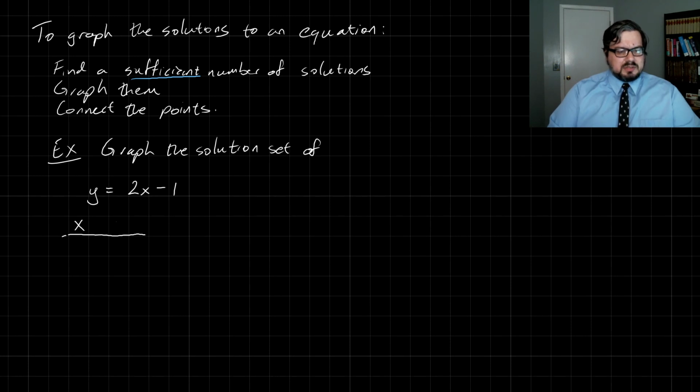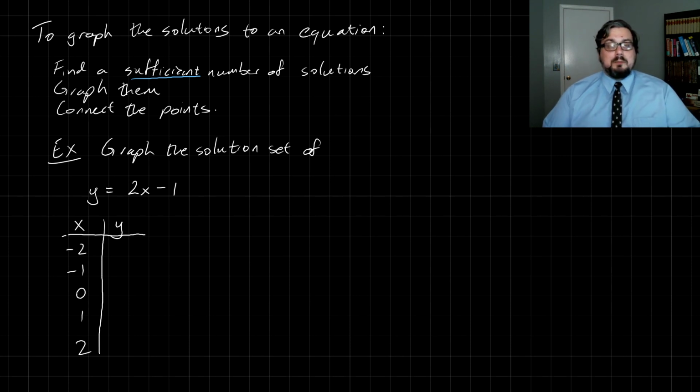So let's get some solutions to this equation. And I'm going to take the following numbers for my x values. A lot of times when you're graphing points, it's helpful to choose numbers that are close to 0. That helps to graph it out. So we'll take x to be -2, -1, 0, 1, and 2. And then y, in each of these cases, we can figure out.